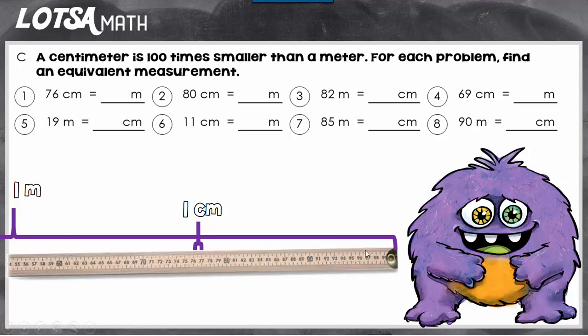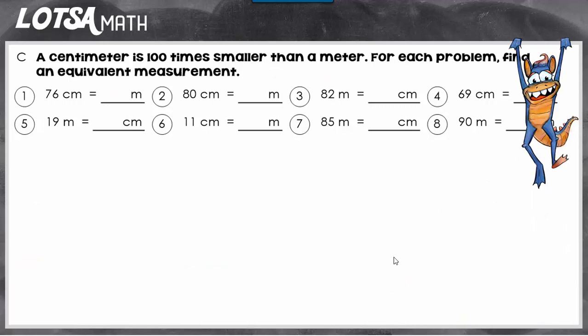And showing right here is about a half of a meter. But if you look all the way at the end, you can see that the scale goes to 100. And that's because it takes 100 centimeters to make a meter. The directions say for each problem, we're going to find an equivalent measure. Equivalent just means equal. So let's look at some examples.